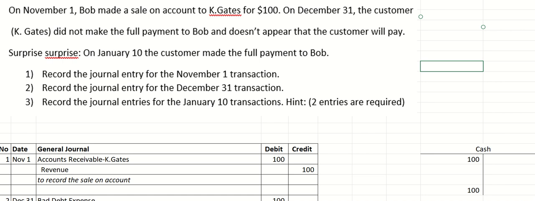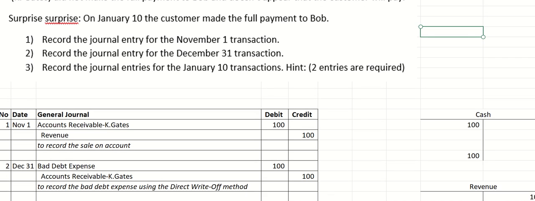So number one and number two, record the journal entry for the November 1st and December 31st transactions. And number three, record the journal entries, plural, for the January 10th transactions. For January 10th, there are going to be 2 entries required. For the first 2 entries, I already did them previously. We recorded the sale by debiting accounts receivable for $100 and crediting sales revenue for $100. On December 31st, recording the write-off or bad debt expense using the direct write-off method, we debited bad debt expense and credited accounts receivable. So we are directly eliminating the receivable.